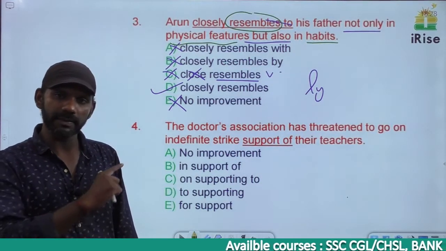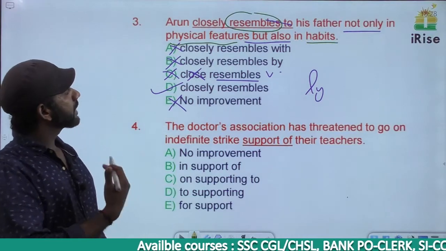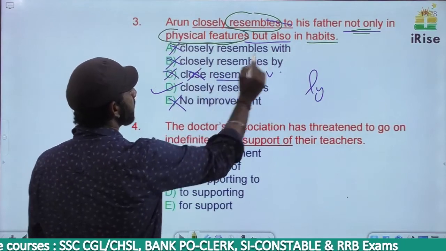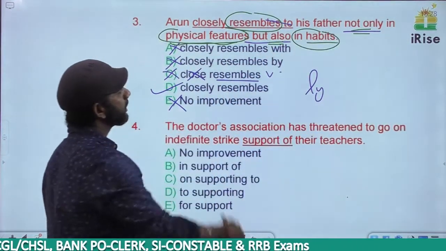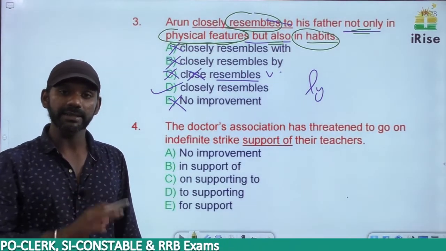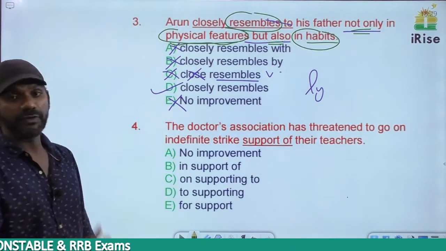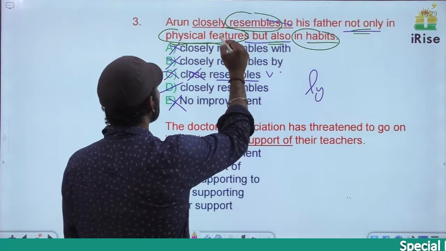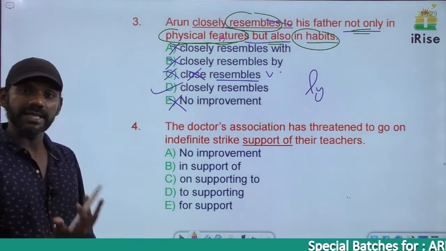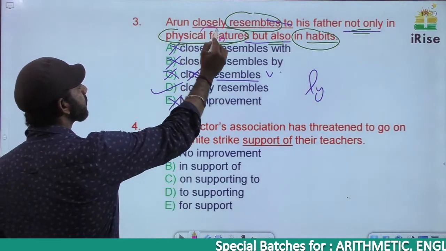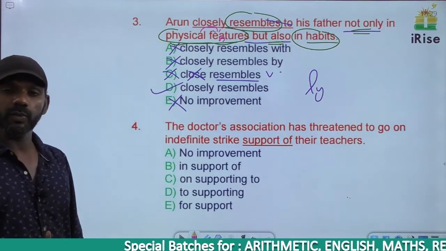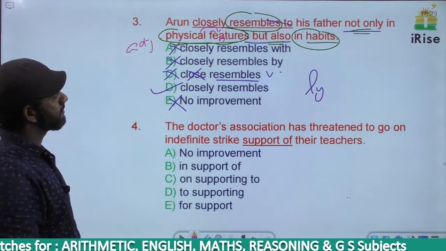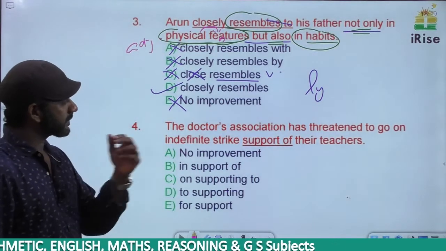Is this concept fine here? Yes. Arun closely resembles his father not only in physical features but also in habits. Not only but also is connecting the two entities, grammatically correct. That concept is completely fine. Physical features. Features is a noun, right? The word features is a noun. What kind of features? Physical features. So the word physical describes features. Features is a noun. Any word that describes a noun is called an adjective. So the word physical becomes an adjective. Getting it?